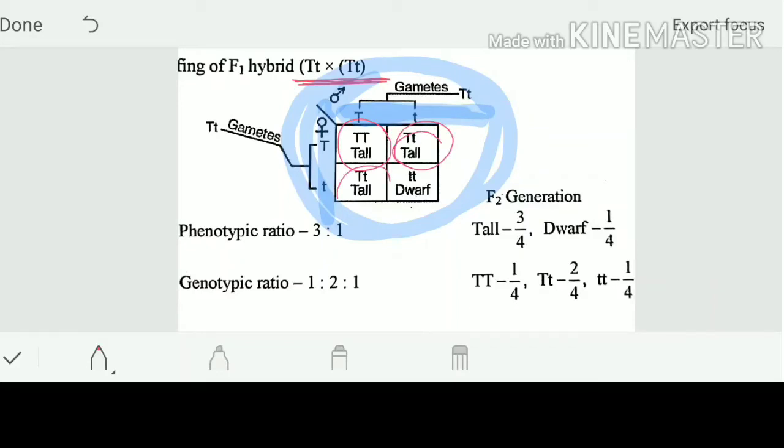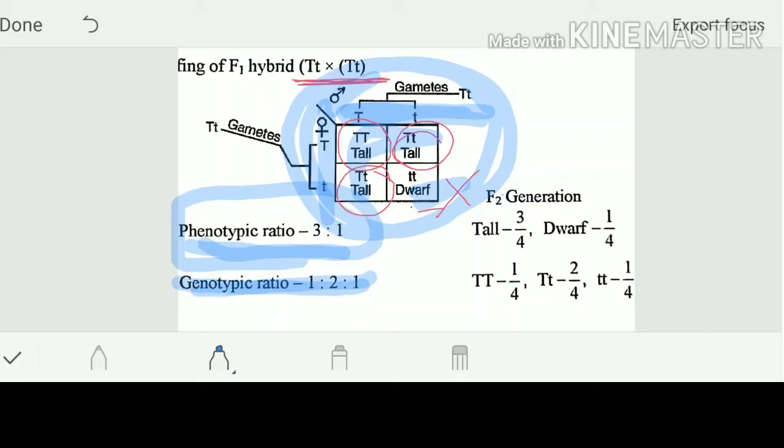The third is again capital T and small t, but the last one is not capital T and small t, rather it has small t and small t. So if I check them out, I have 3 tall and 1 dwarf. Phenotypically I have 3 tall and 1 dwarf. But in case of the genotypic ratio, I have 1 tall pure, 2 tall hybrid, and again 1 dwarf pure. This is the case of the phenotypic and genotypic ratio.